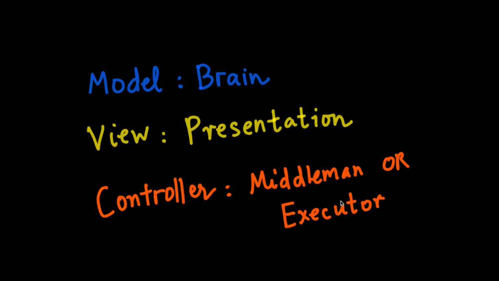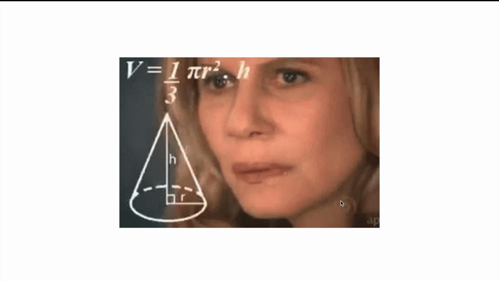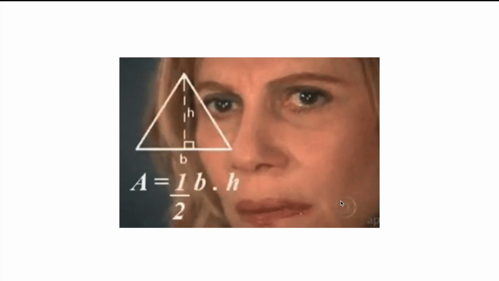And then there is controller. Controller is a middleman, or you can think of it like the executor, which basically comes in between view and model. And it's a controller which tells the model what needs to be done. And it's a controller which receives the input from the view. So this is the basic definition and very brief description of these three components.